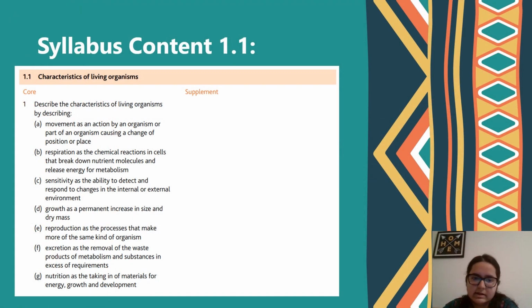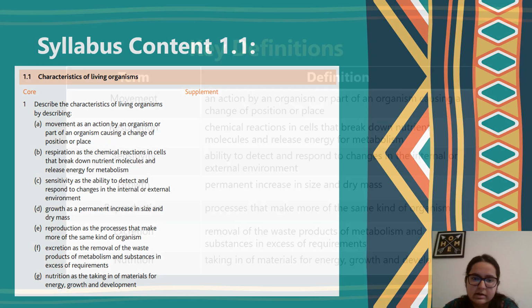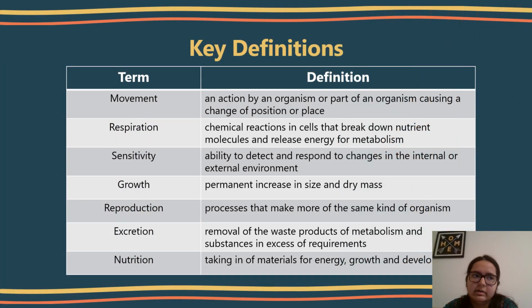So this is syllabus content 1.1, and in 1.1 we covered the characteristics of living organisms and some key definitions which need to be memorized. So let's have a look at the characteristics. There are seven life processes which all living organisms carry out, and these can be memorized as MRS GREN, which is movement, respiration, sensitivity, growth, reproduction, excretion, and nutrition.